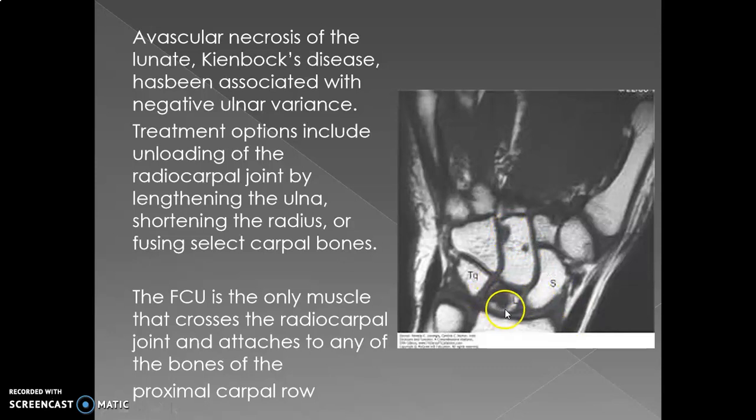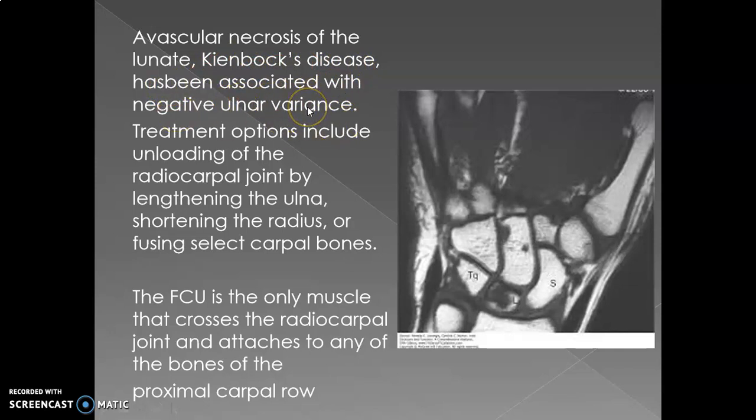But here if you see, the lunate bone is totally gone. It's darker, degenerated. What you see white is good healthy bone, which has a presence of more calcium and is opaque during the X-ray, when the X-ray passes through. Here you don't see the osteoblastic or osteoclastic activity. Here you can see degeneration of the lunate bone. The avascular necrosis of the lunate bone, otherwise called Kienbock disease, has been associated with negative ulnar variance.